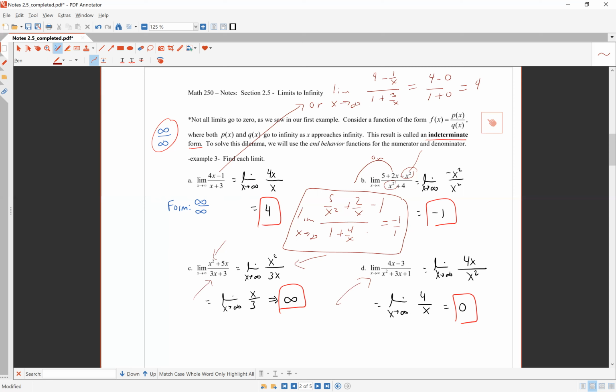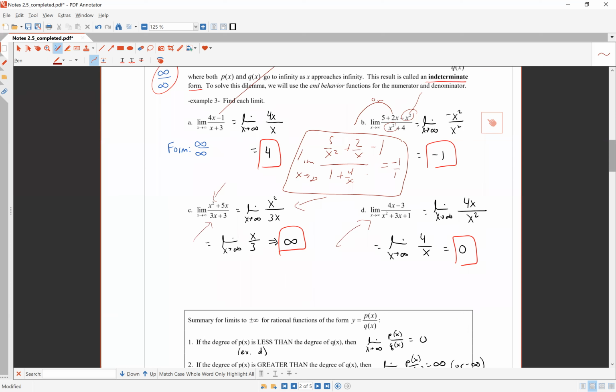The denominator behaves like x squared for large x. So you get 4x over x squared, and so you get 4 over x. And now the limit goes to 0. Okay, so when the numerator and the denominator grow at the same rate, you just take the coefficients of the highest order terms.